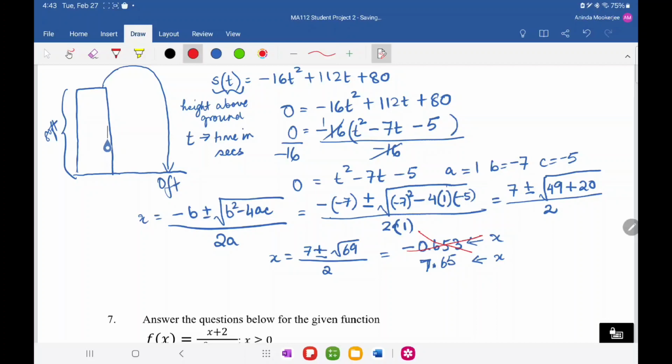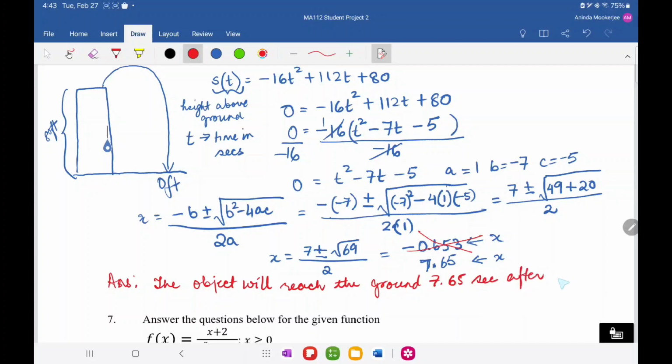So the way you're going to answer this question is, your answer in full sentence form is: the object will reach the ground 7.65 seconds after it is thrown or propelled, or whatever it is that is thrown. Okay, so that completes this word problem here.